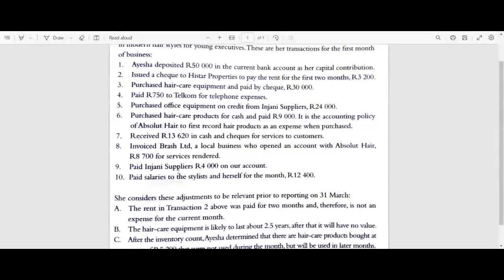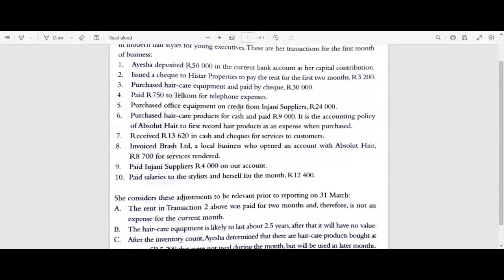Let's go to the next one, and now you'll see why I would have been specific with number 3, and I would rather have called it hair care equipment, because now you can see she's also buying a different kind of equipment. So in transaction number 5, they say she purchased office equipment on credit from Injani suppliers, 24,000 rands.